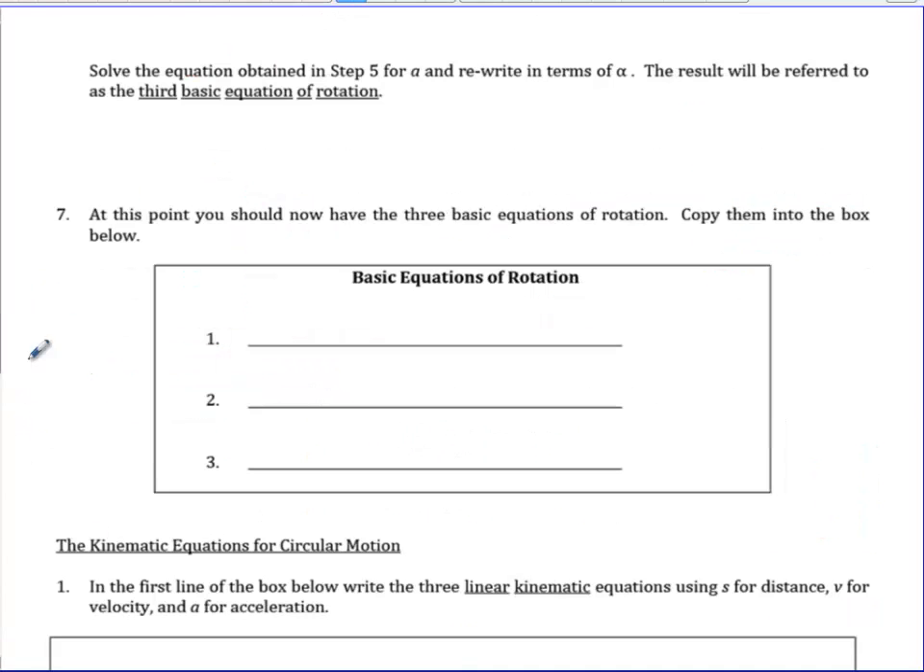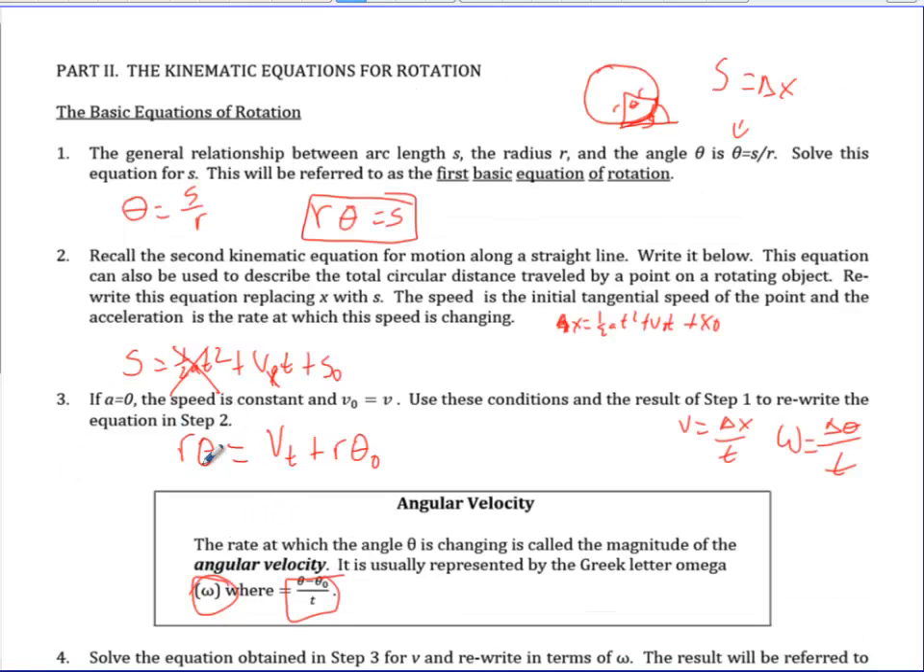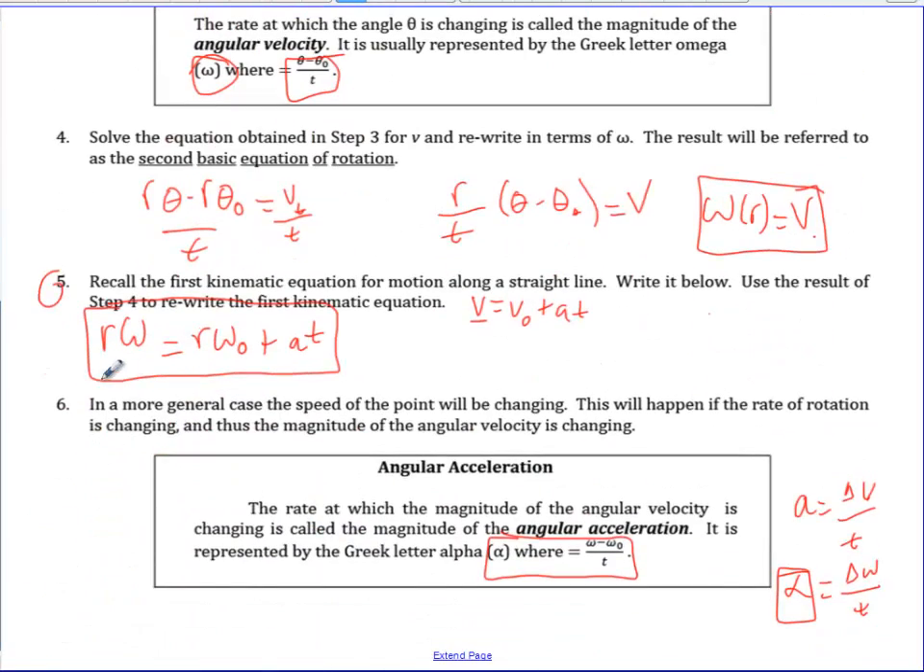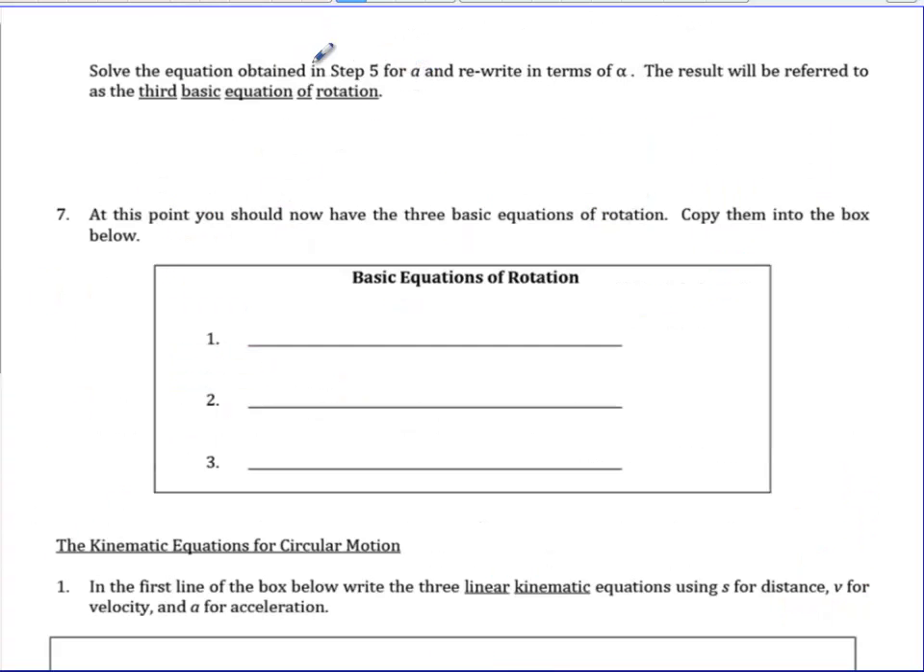So if we get on to the next page, it says solve the equation obtained in step 5 for a and rewrite it in terms of alpha. So if I grab that equation, remember what I have is r omega equals r omega naught plus at. If I solve it for a, then I'm going to subtract that over. I have r times omega minus omega naught divided by t equals a.